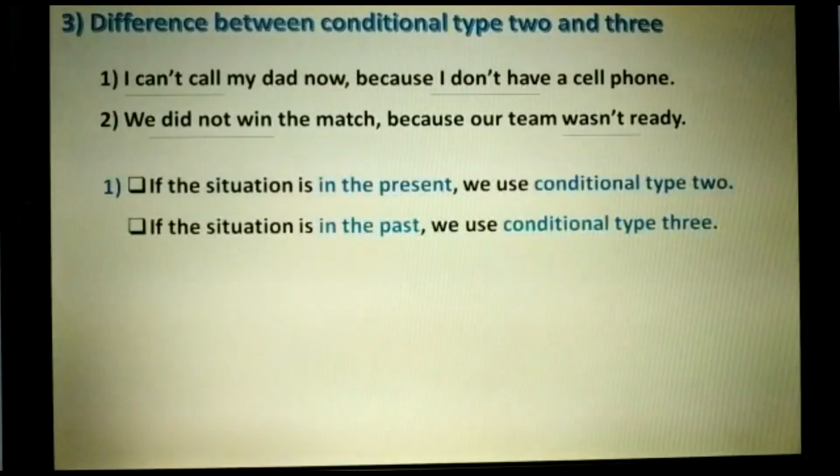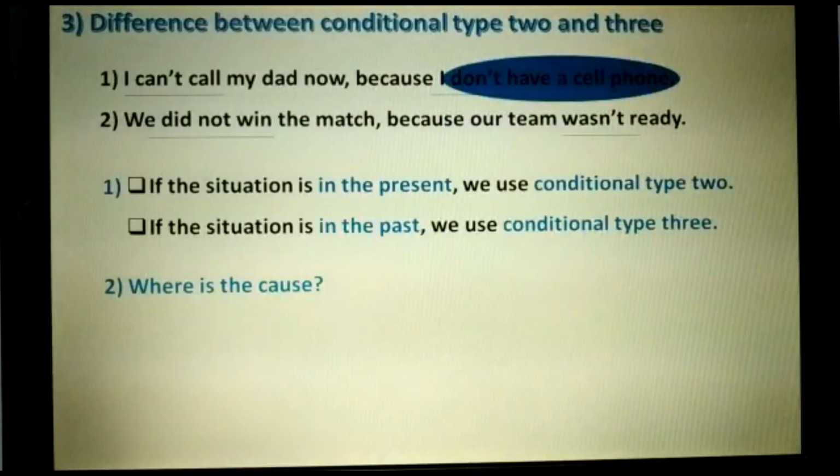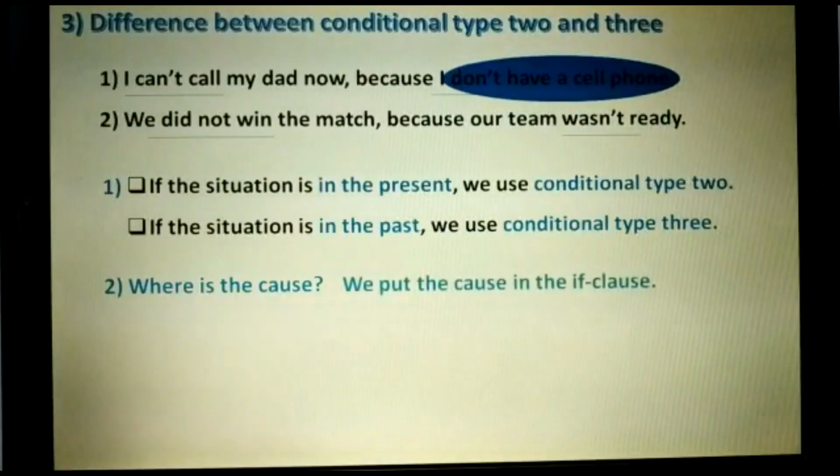Okay? So remember, if the situation is in the present, we use conditional type 2. And if the situation is in the past, we use conditional type 3. So where is the cause in sentence number 1? I can't call my dad now because I don't have a cell phone. Okay? So the cause is: I don't have a cell phone. So we put the cause in the if clause.